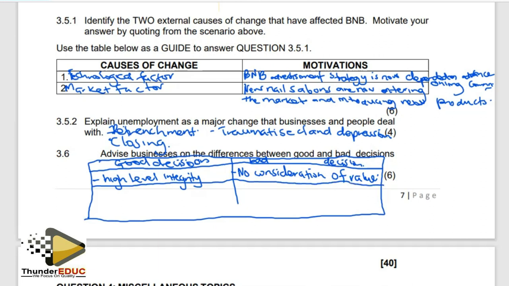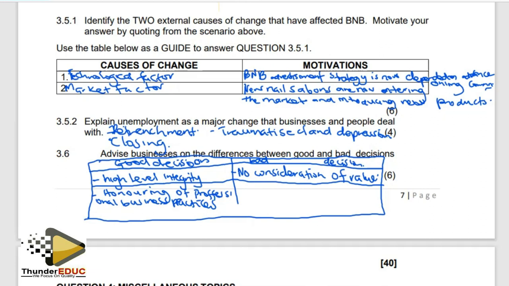Besides that, good decisions honor professional business practices. What about bad decisions?